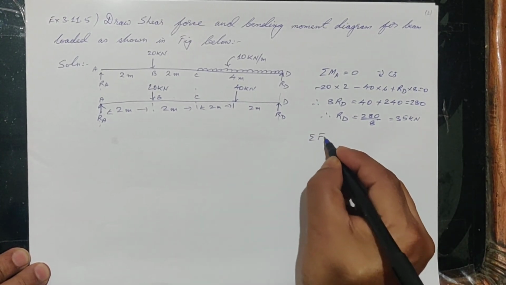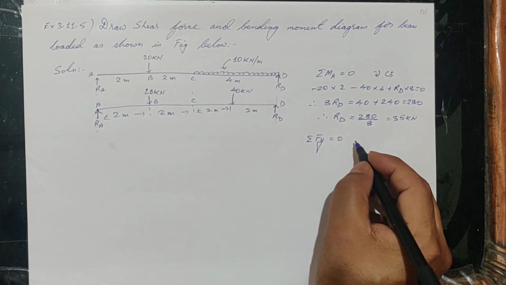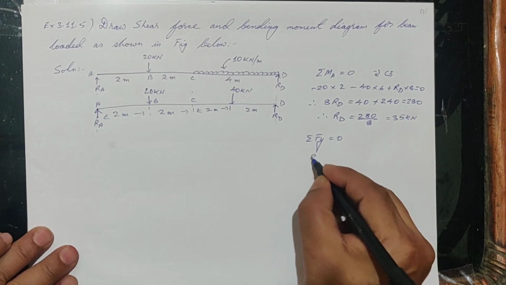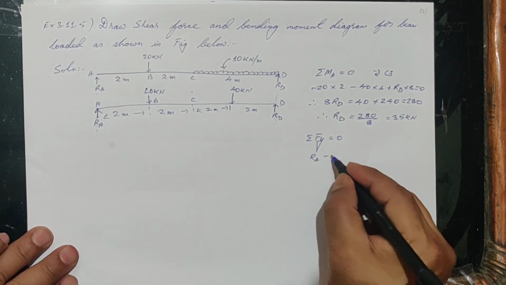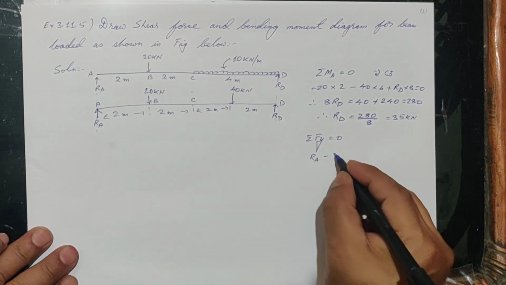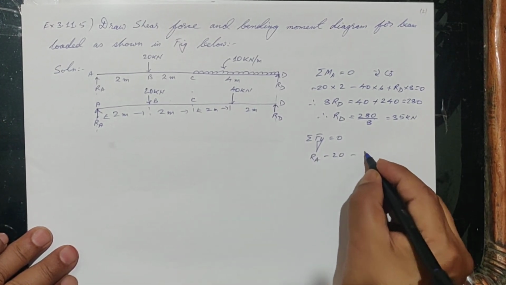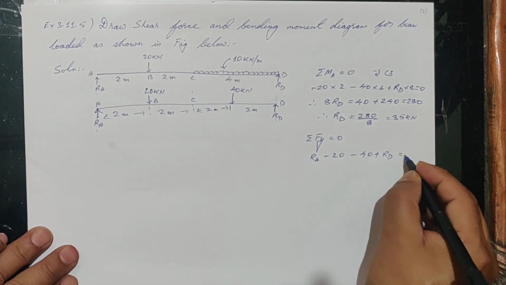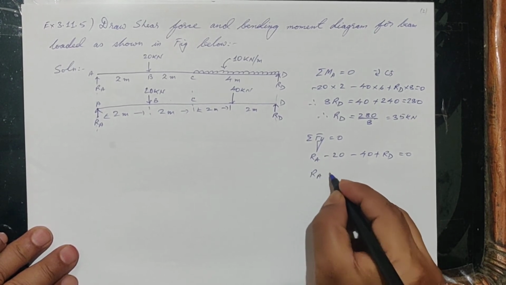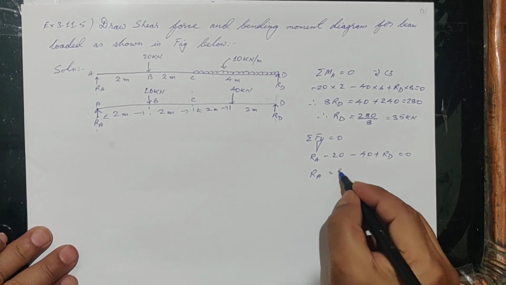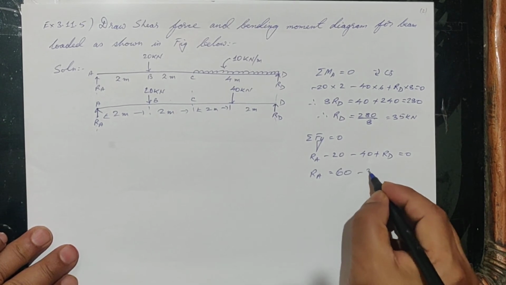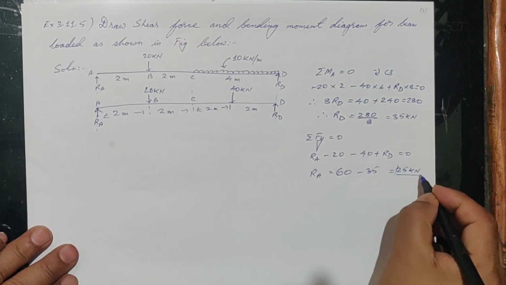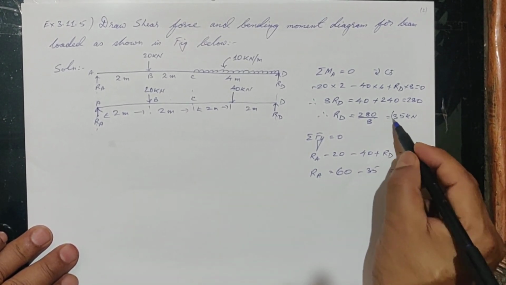Now, summation of Fy is equal to 0. So, in Fy we have RA as positive, RA minus 20 is coming down, minus 40, plus RD is equal to 0. So RA is equal to 60 minus RD, RD is 35, which is equal to 25 kilonewton. RD is 35.